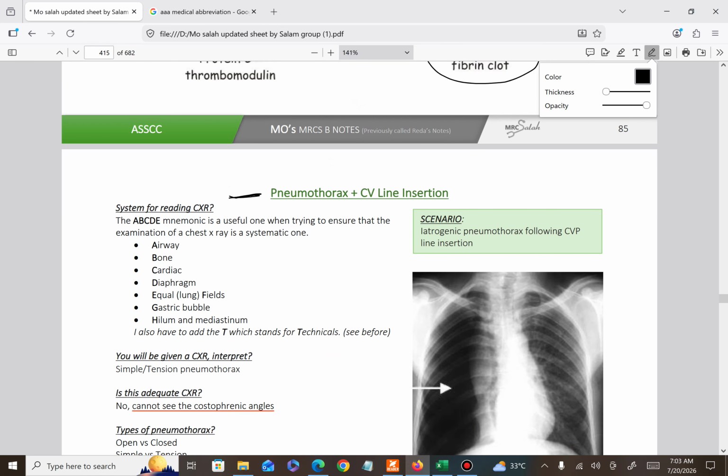Then the next station is of pneumothorax and central venous line insertion. The scenario is iatrogenic pneumothorax following CVP line insertion.